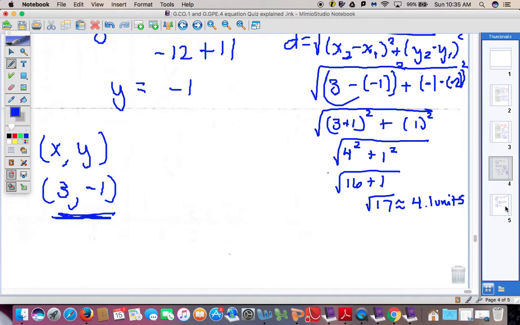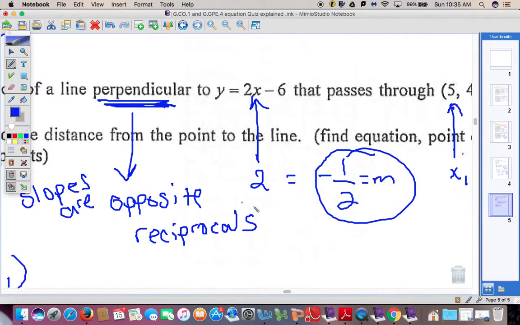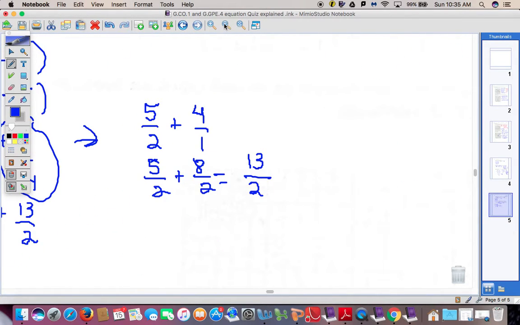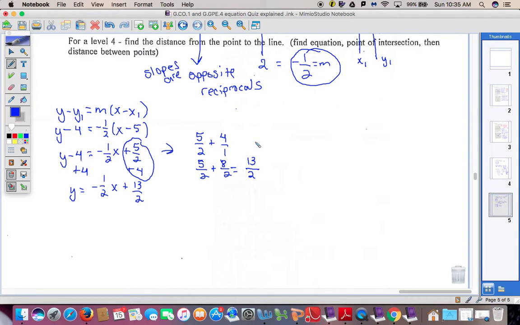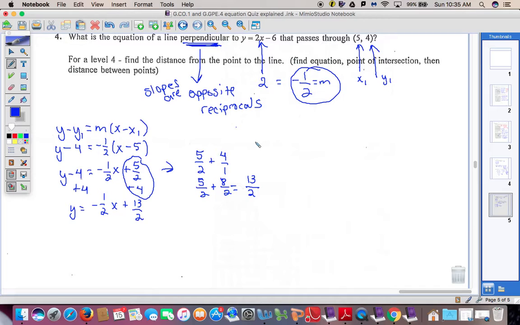Okay, if you had the other question, you do exactly the same thing. Let me zoom out a little bit. My two equations are y equals 2x minus 6 and y equals negative 1/2 x plus 13 halves. So if I set these two equations equal to each other, I have 2x minus 6 equals negative 1/2 x plus 13 halves.